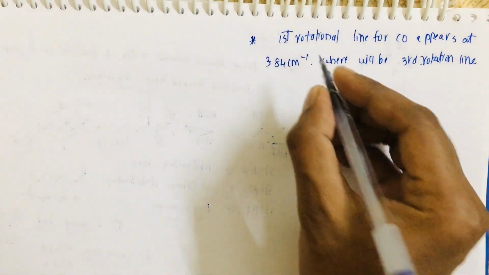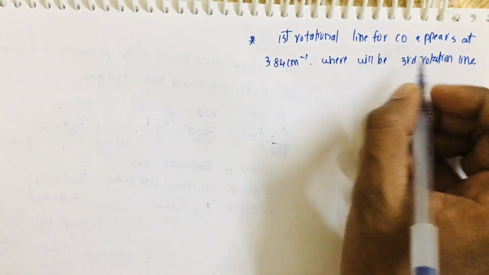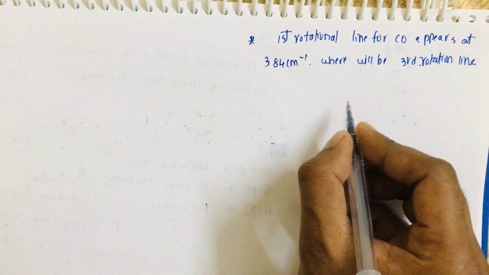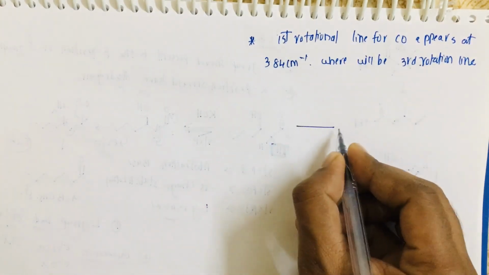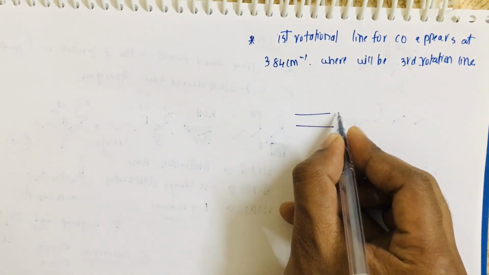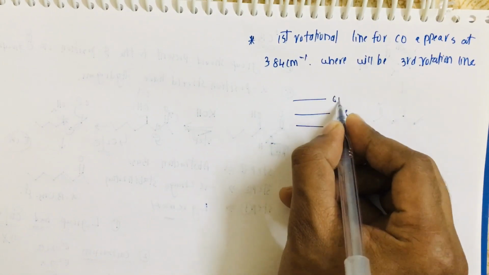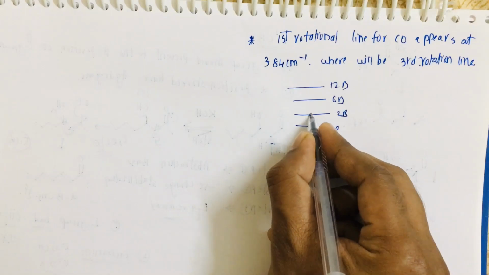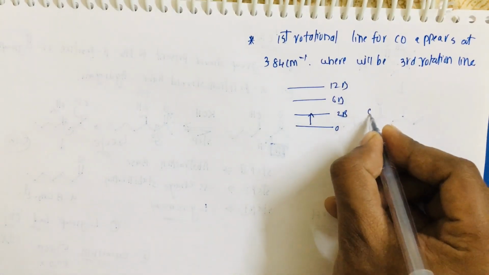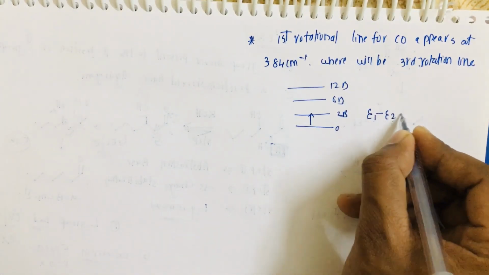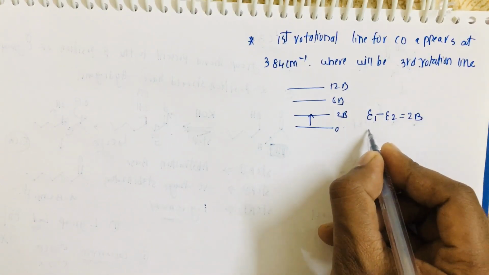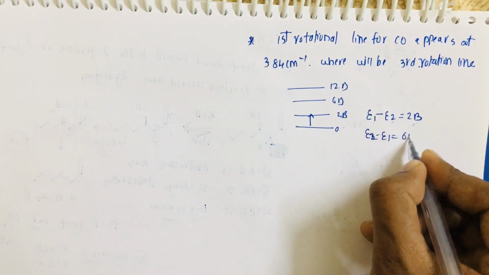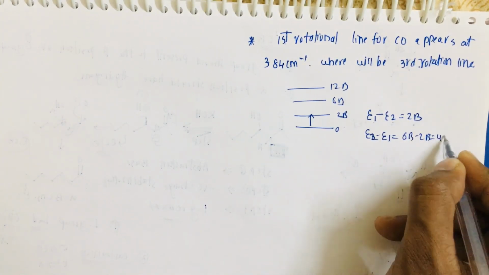So the next question we have: the first rotation line for carbon monoxide appears at 3.84 centimeter inverse, and where will the third rotation line appear? So what is the first line meaning? When we have 0, 2b, 6b, then 12b, the first line means from here to here. The first line is equal to 2b. The second line means E2 minus E1, 6b minus 2b, that equals 4b, like that.